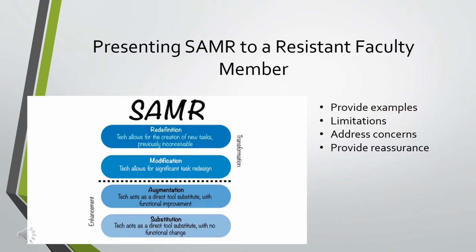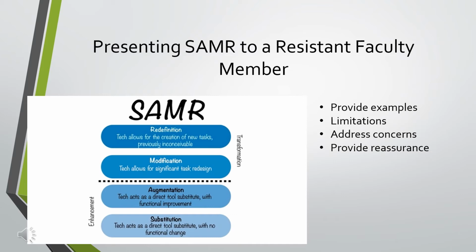As far as presenting the SAMR model to a resistant faculty member, I would start off by going over what the SAMR model is really, the purpose of it, and all the stages of it. It's important to let the educator know that the SAMR model is really meant to enhance and transform education in a way that it hadn't been doing without technology incorporated into it.